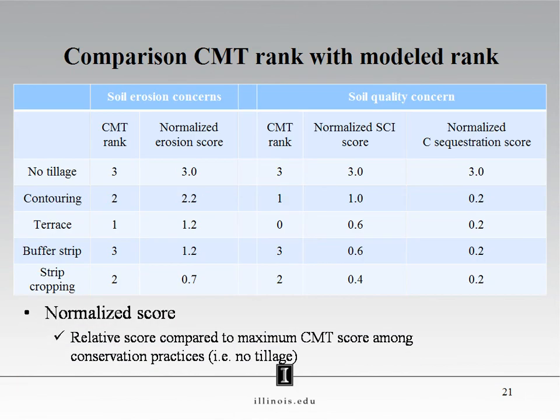Finally, we compared the CMT rank of the conservation practice with normalized score based on modeled soil erosion rate, SCI, and soil carbon sequestration rate. And this is the CMT rank for each practice, and this is normalized erosion score compared to the conventional tillage practice. This type of comparison could be useful to improve the CMT scoring rank scheme.